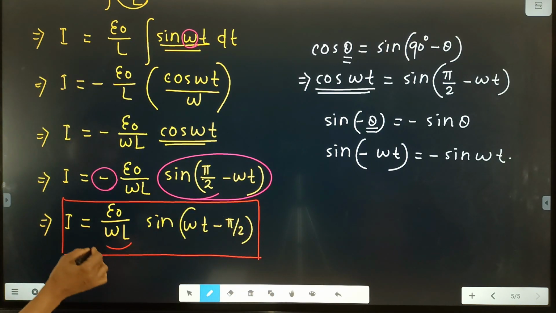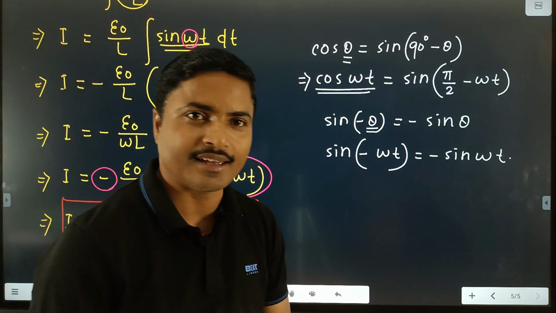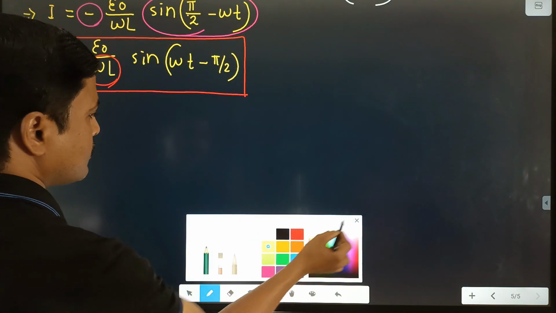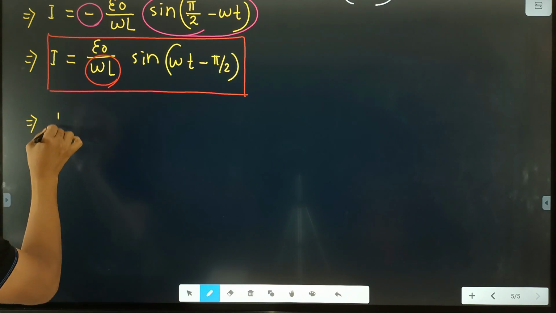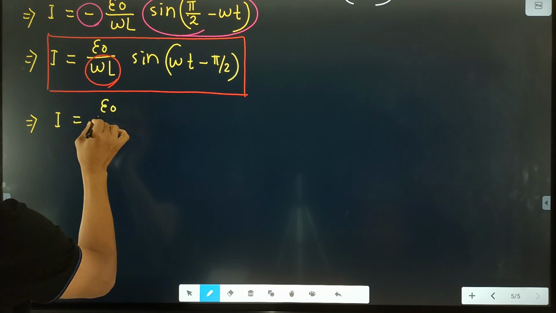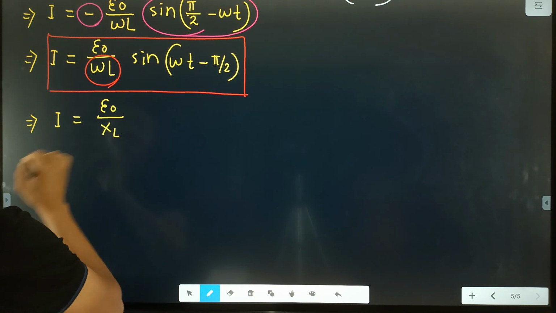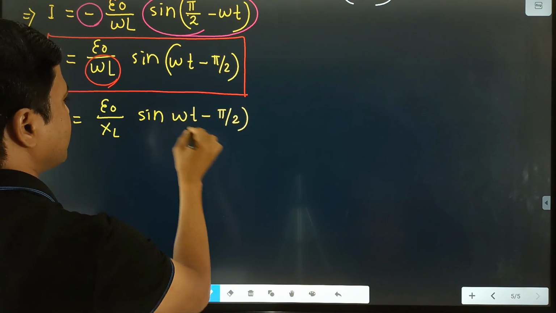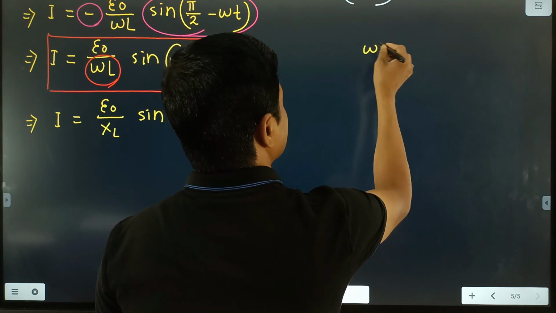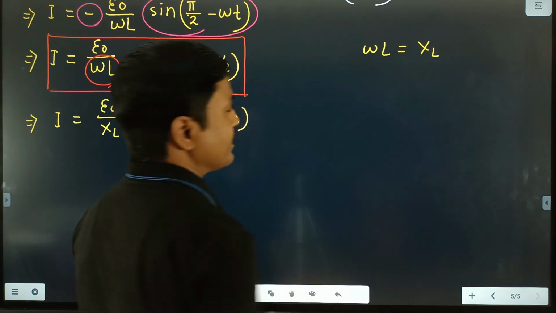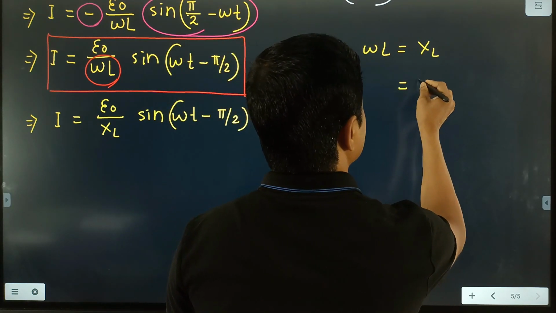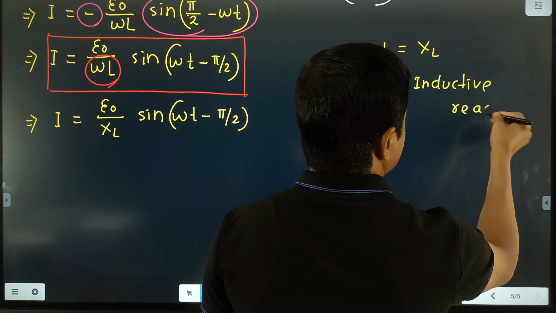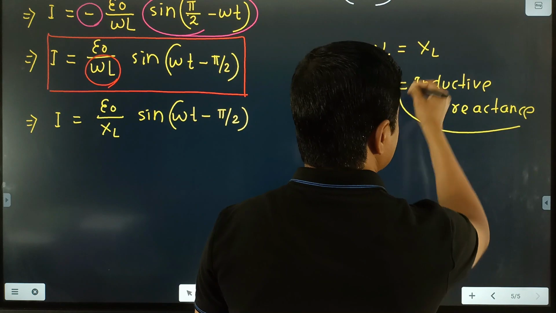Clear? And omega L is there. In place of omega L, we write simply XL. That implies finally I is equal to E0 divided by XL into sin of omega t minus pi by 2. Here in place of omega L, that is XL. What is XL? In this case, XL is known as inductive reactance, and we will discuss inductive reactance.